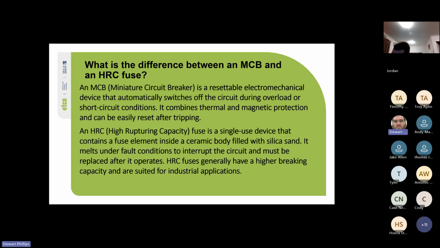An HRC, or high rupturing capacity fuse, is a single-use device that contains a fuse element inside a ceramic body filled with silica sand. It melts under fault conditions to interrupt the circuit and must be replaced after it operates. HRC fuses generally have a higher breaking capacity and are suited for industrial applications. So that's the revision portion for tonight.